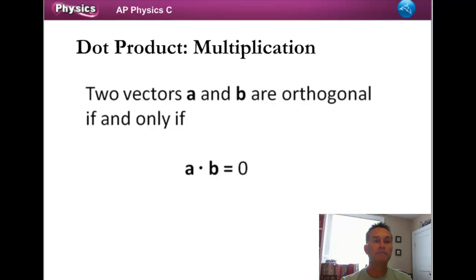So we state that two vectors, A and B, are orthogonal if and only if the dot product is equal to 0.